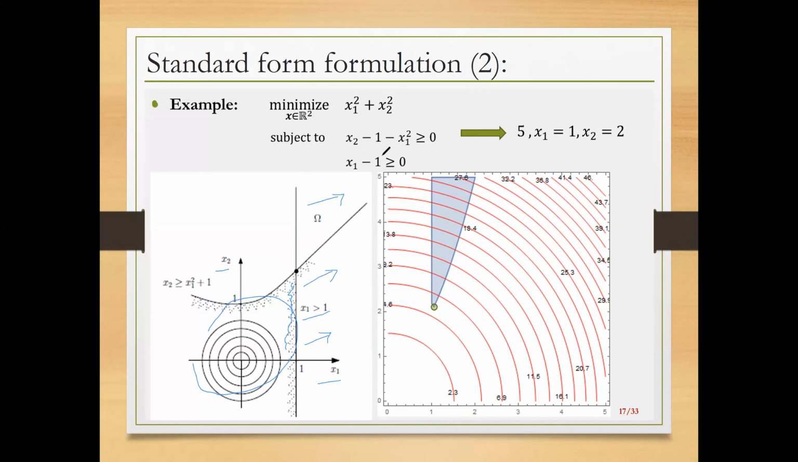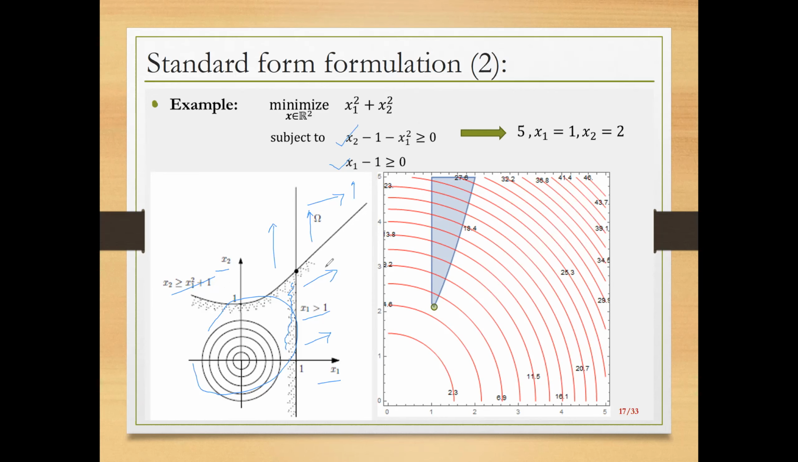And the second constraint is x2 minus 1 minus x1 squared greater than or equal to 0, which is this quadratic function over here. We can write this as x2 greater than or equal to x1 squared plus 1. So every value in this direction over this quadratic curve satisfies this constraint.